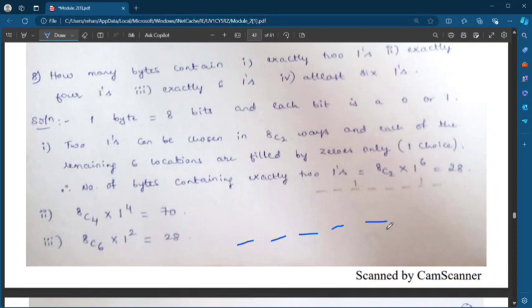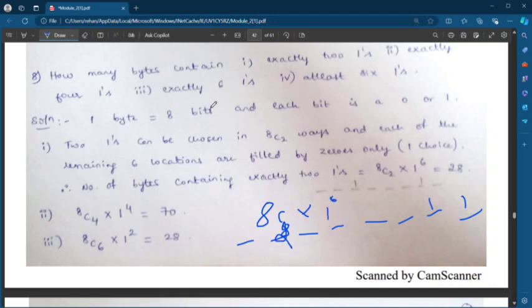Exactly two ones should be among the 8 positions 1, 2, 3, 4, 5, 6, 7, 8. So only 2 times 1 can occur, and the remaining should not be 1. So 6 times zeros. The number of bytes containing exactly two ones is equal to 8C2 into 1 to the power of 6. Why 8C2? Here it is actually 8C8 according to all possible locations, but here only two positions we are considering as one. So it will be 8C2 into the remaining 1 to the power of 6.